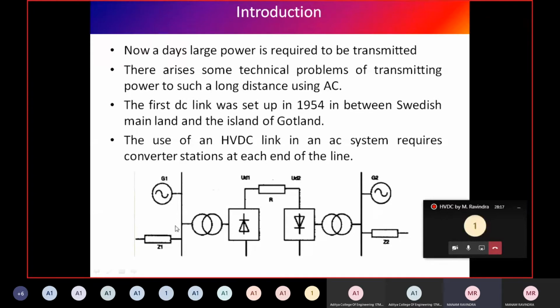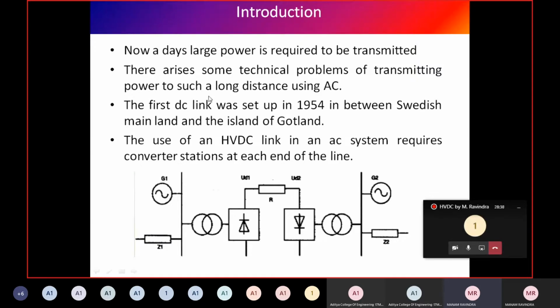Okay, what we do is, this is the power generated, that AC is converted to DC here, and as well DC is converted to AC here. This is the long distance. In between, what we do is, we place the DC transmission system. DC links we call it.